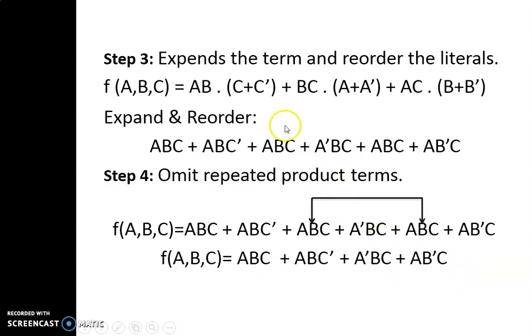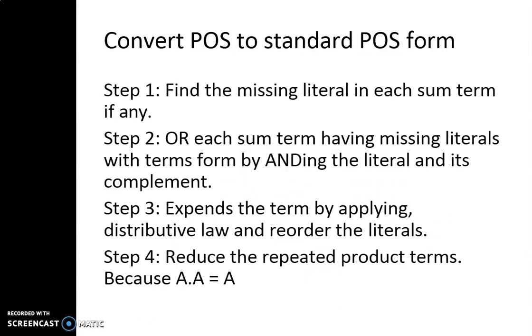After that we have to simplify the equation. After simplifying the equation, whatever the repeated terms, we consider as one. For example here ABC, the same term can be repeated, so we consider it only once. Like this we can convert the SOP form into the standard SOP form.